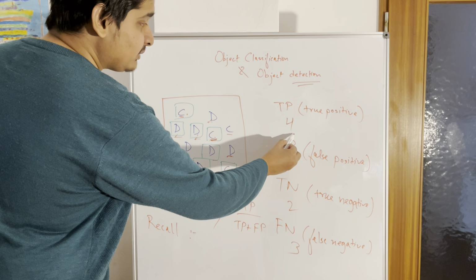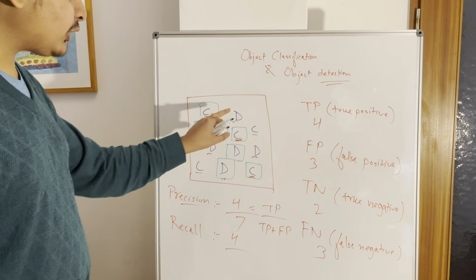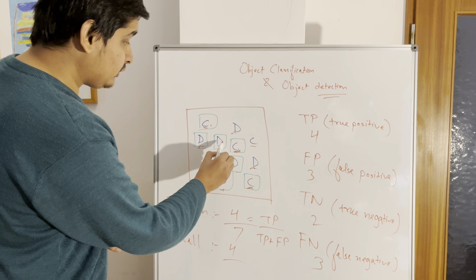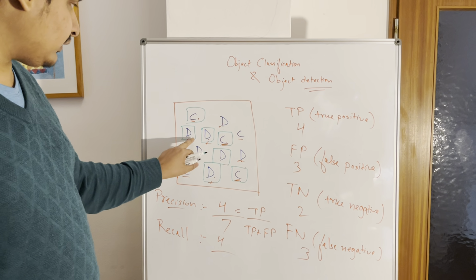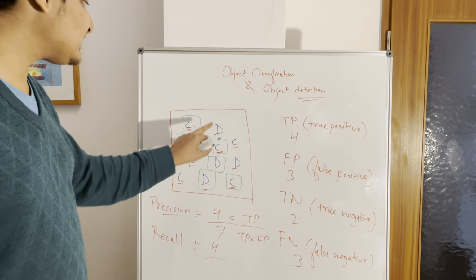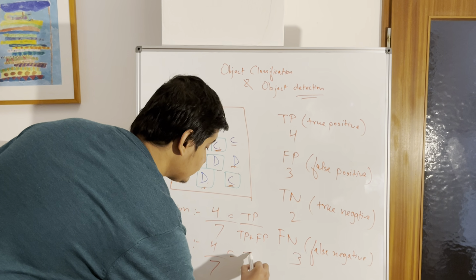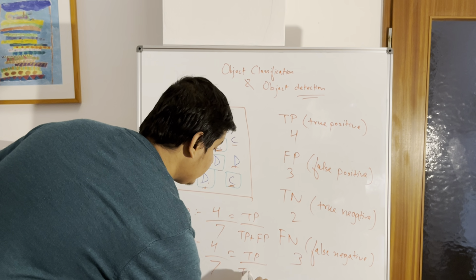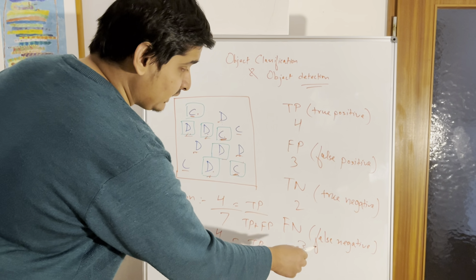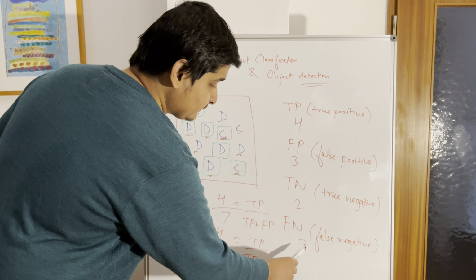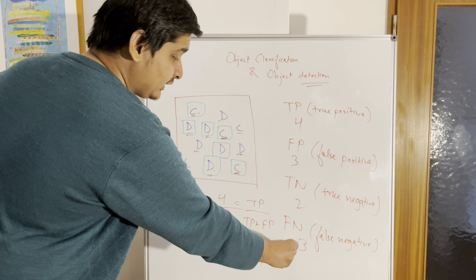How many dogs were you able to identify? 4. But how many total number of dogs were there? 1, 2, 3, 4, 5, 6, 7 dogs. Again, the recall is true positive divided by true positive, the ones that you identified, plus false negatives, the ones that you missed. You misidentified these dogs that you wanted to identify.